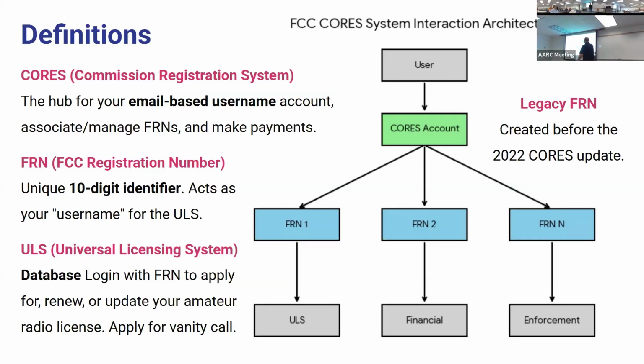So up here, it's your email address, like bobromanko@gmail.com, with my password. Down here, it's my FRN number, my 10-digit number for my user ID, with the same password I used up here.